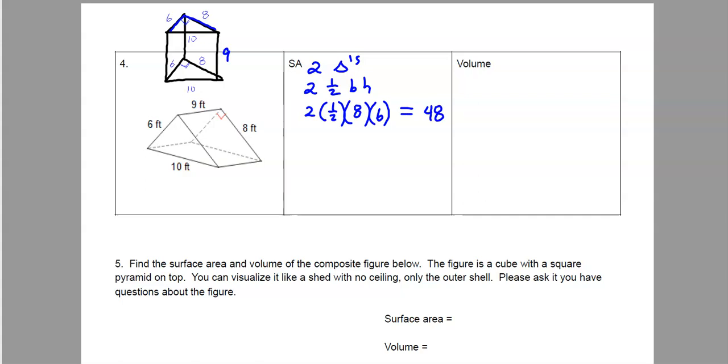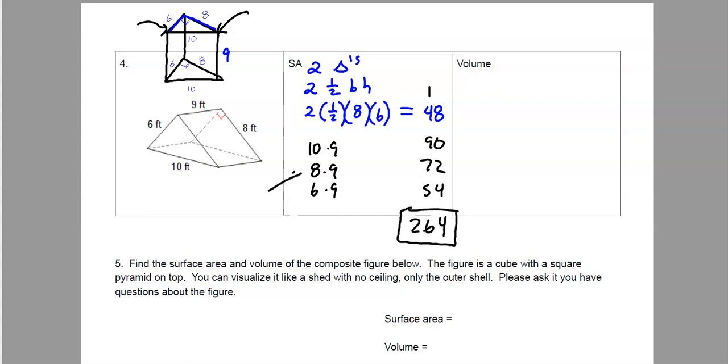Now we have 3 rectangles. And our rectangles are, the front one is 10 by 9. The back side over here is 8 by 9. And then the one over here on this side is 6 by 9, which is 54. And I add all that up, and I end up getting 14, carry the 1, 14, 21, 264.